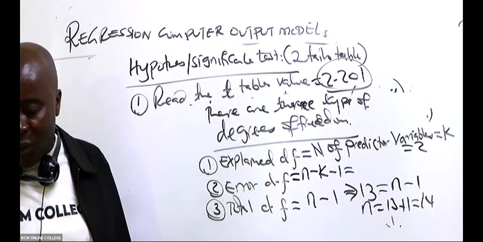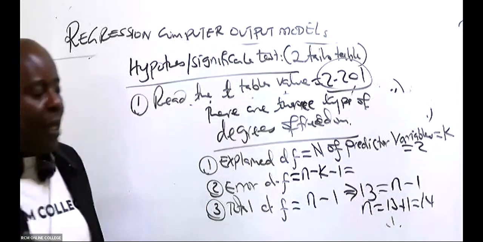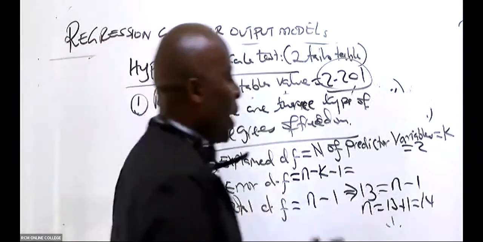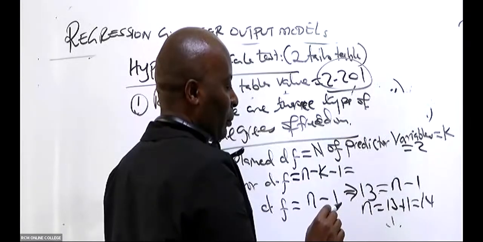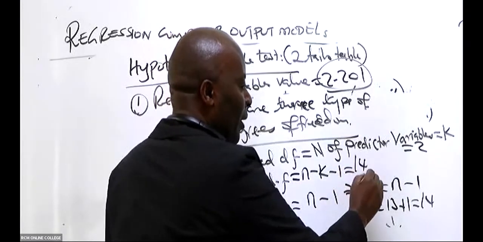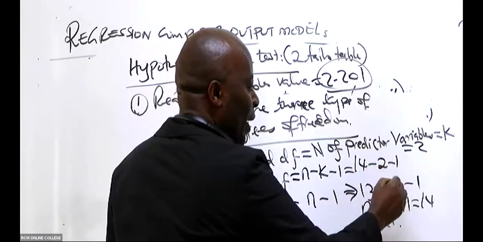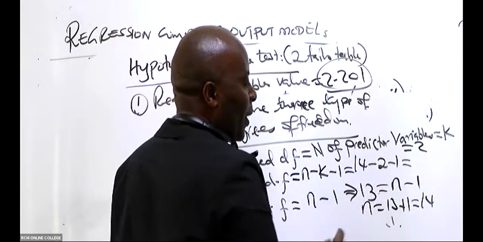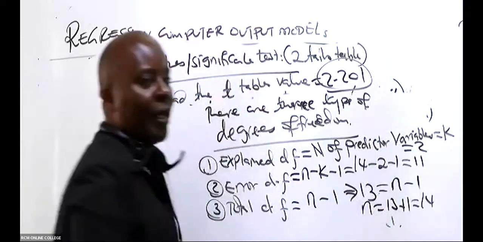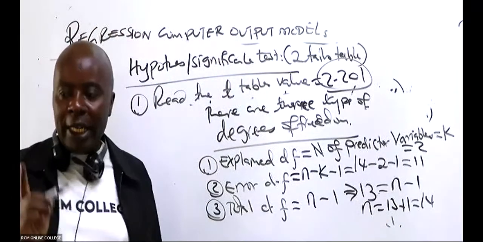N minus k minus 1. So our n happens to be equal to what? Oh, I'm alone, but I will overcome. It's 14, isn't it? Minus k, which is 2, minus 1, isn't it? So then this one here will end up giving us what figure? That is how they got their 11.